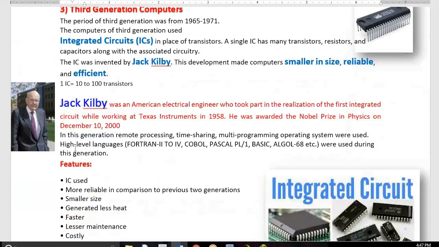In this generation, remote processing, time sharing and multi-programming operating systems were used. Operating systems were changed because of ICs. High-level languages: we started to write programs in English language, and a compiler was used to convert it from high-level language to machine-level language. Formula translation, common business-oriented language, Pascal, PL1, BASIC, ALGOL 68, etc. were used during this generation.